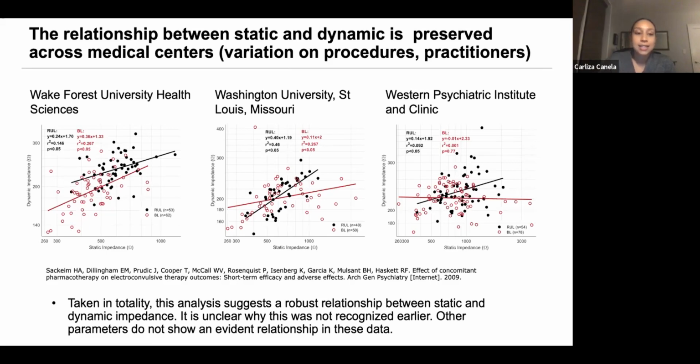And I guess that's pretty much it. I guess the only thing I have to say now is that it's interesting that this relationship hasn't been pointed out in the past, considering how much literature there is, how many publications there are when it comes to ECT.